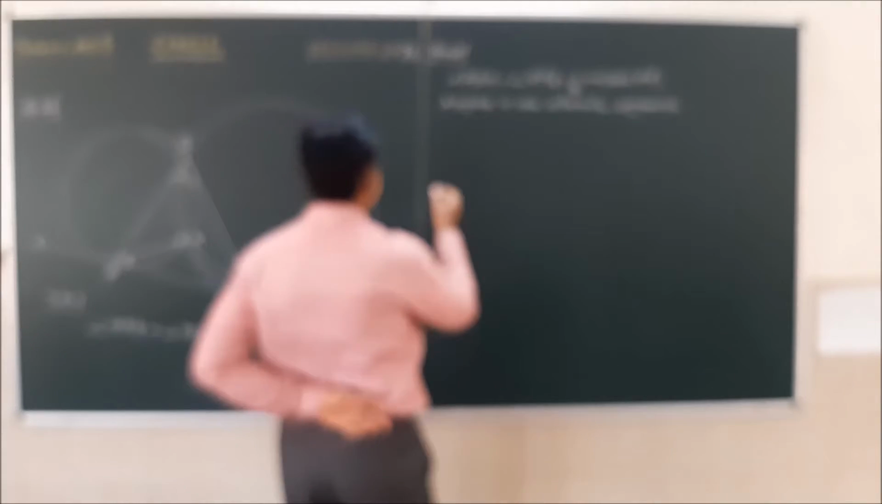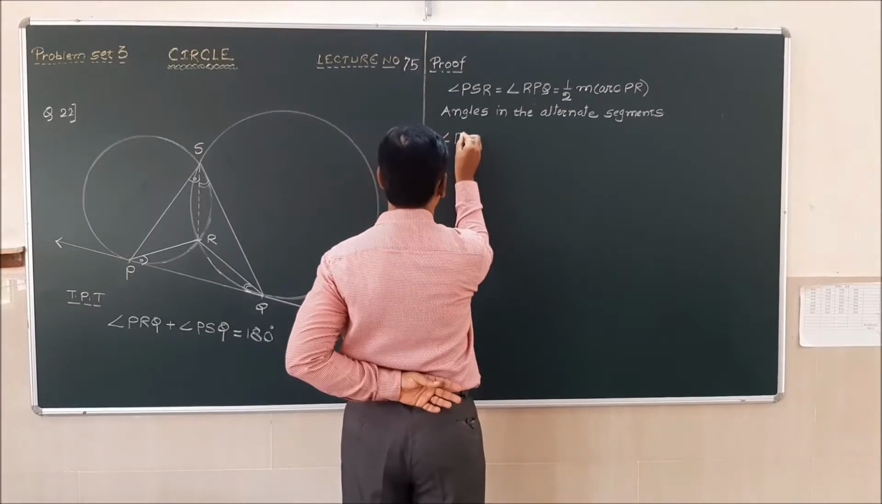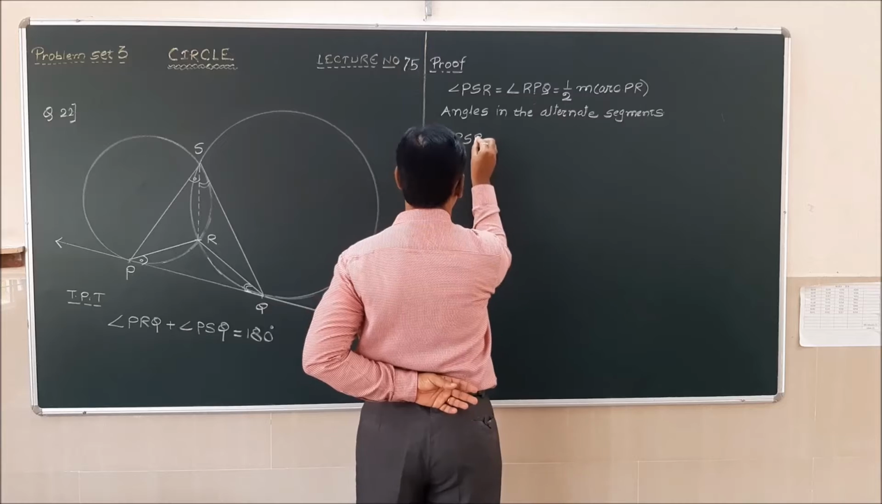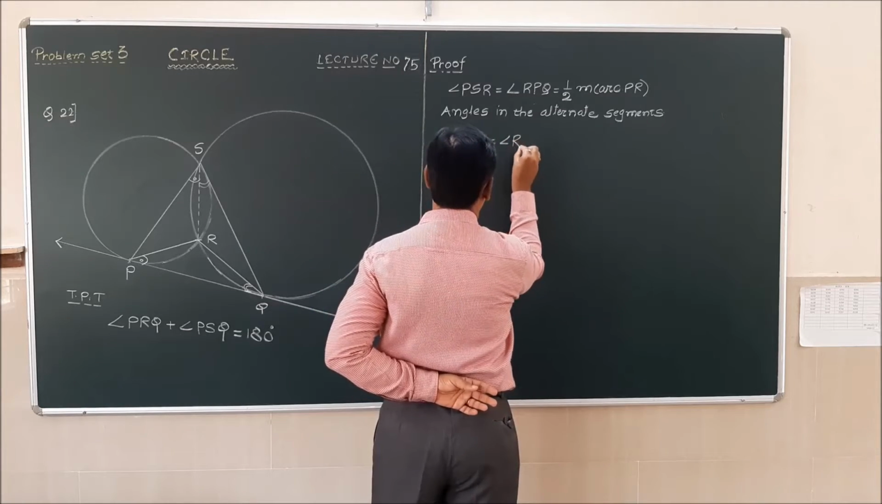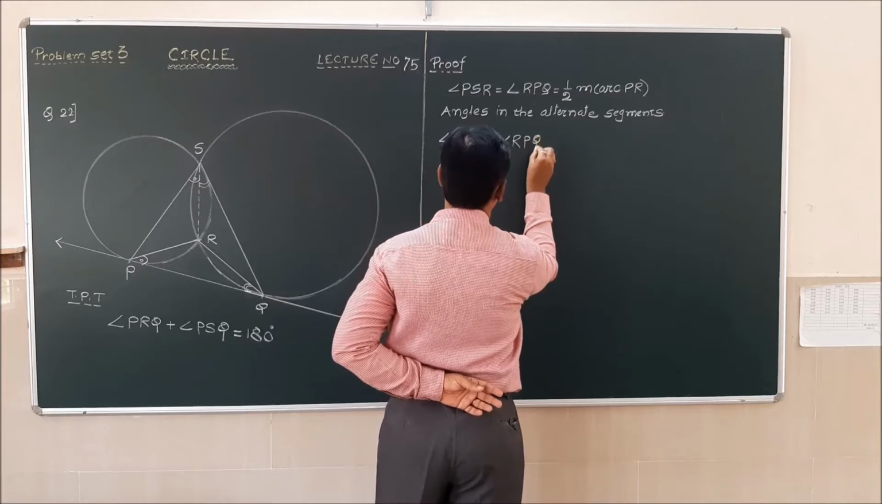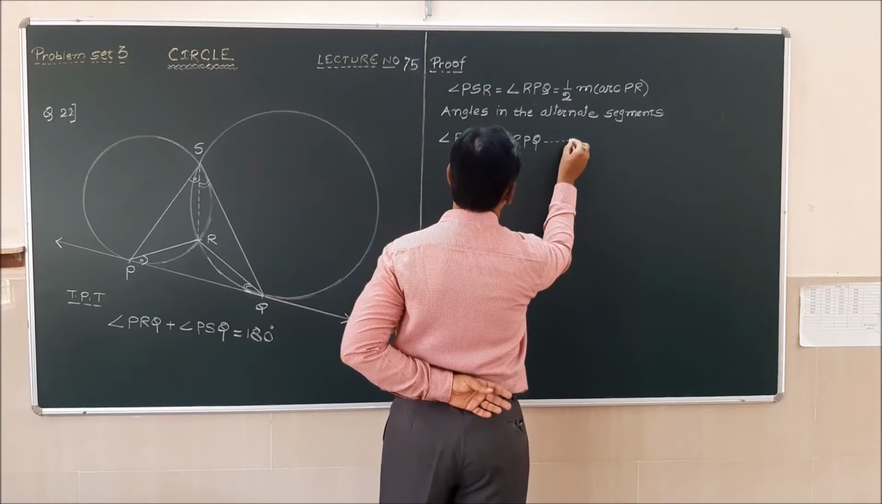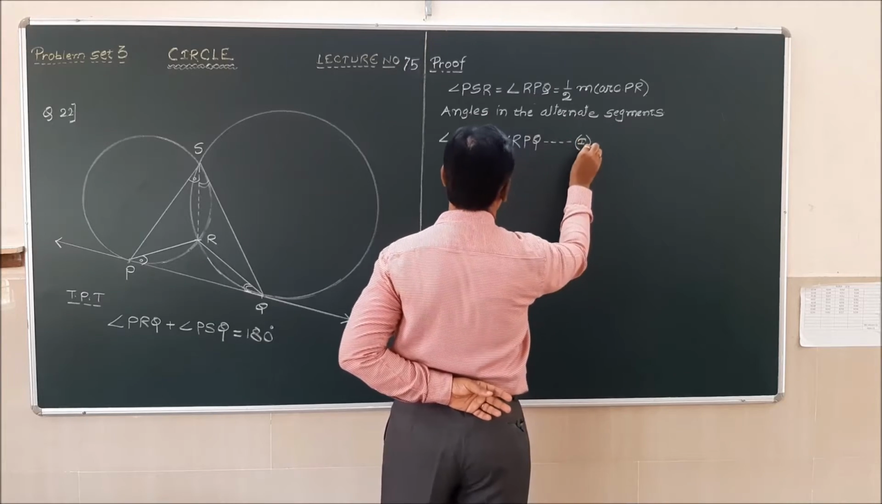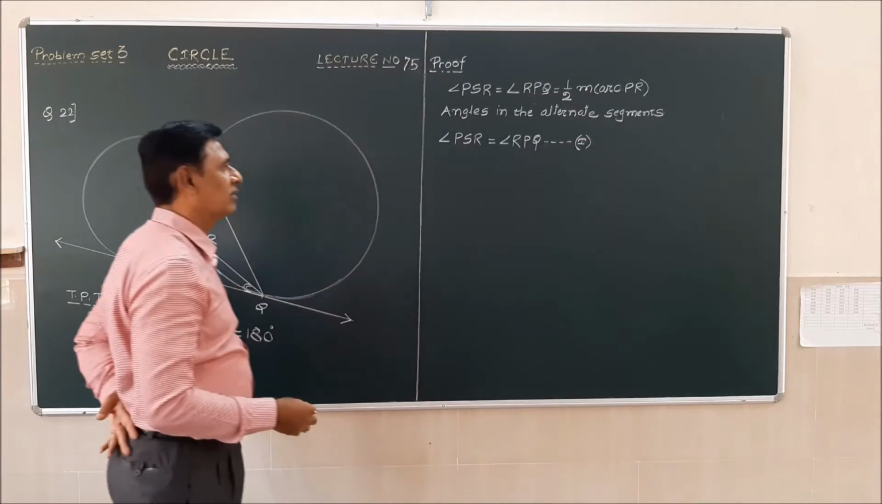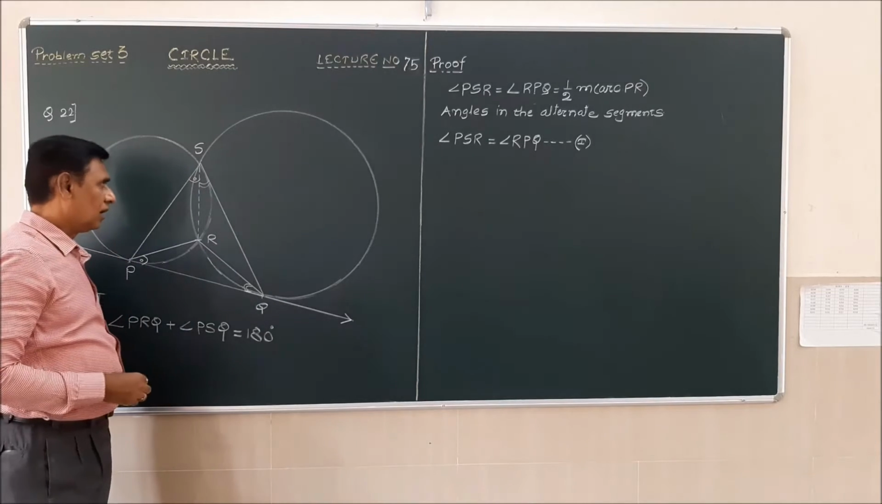So I can write it as angle PSR is equal to angle RPQ. I am going to label it as result 1. Now, next thing.